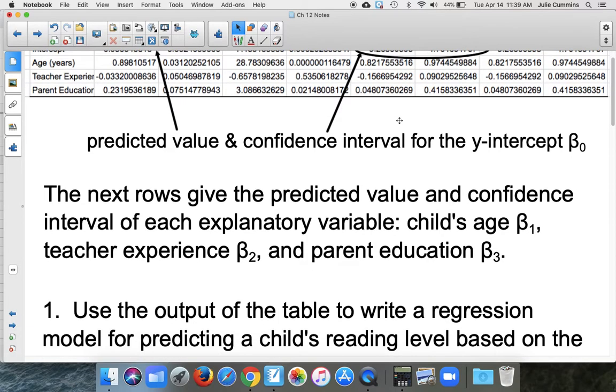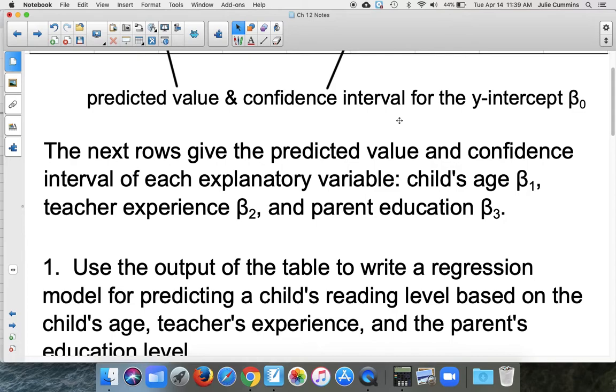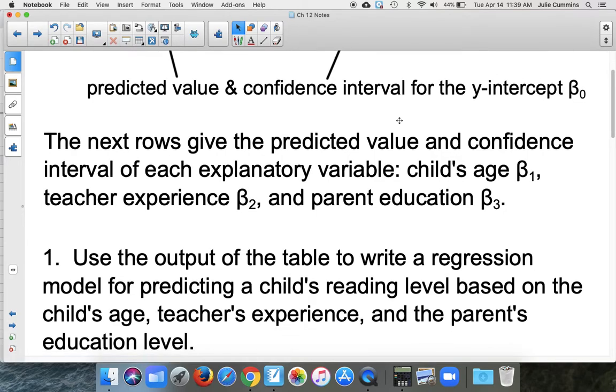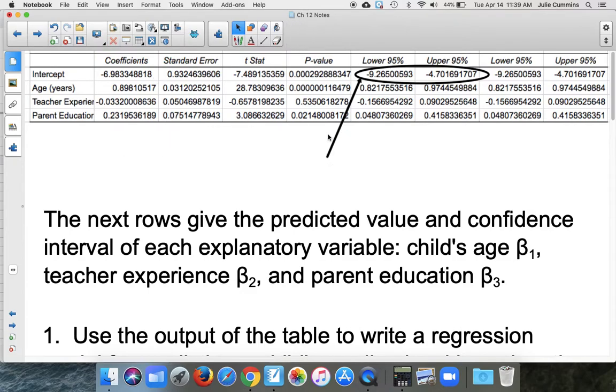Okay. So we want to use the output of the table to write a regression model for predicting the child's reading level based on the child's age, teacher's experience, and the parent's education level. All right, so to do that, I'm going to move these. I'm going to put the answer up here so that way we can actually see the table as we type this. All right, so our equation is going to be y hat.